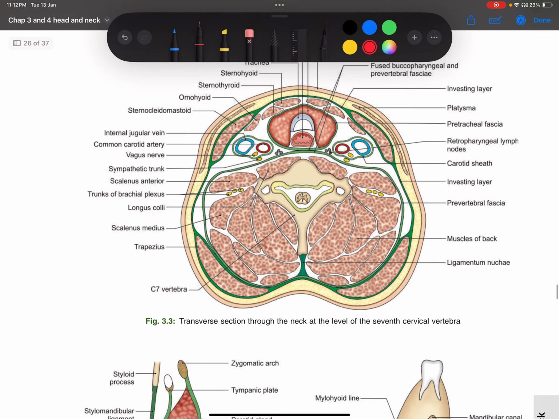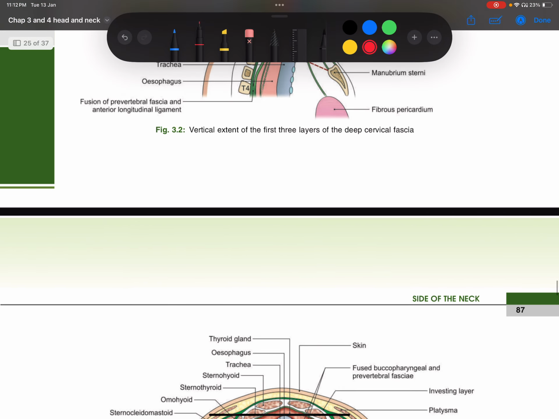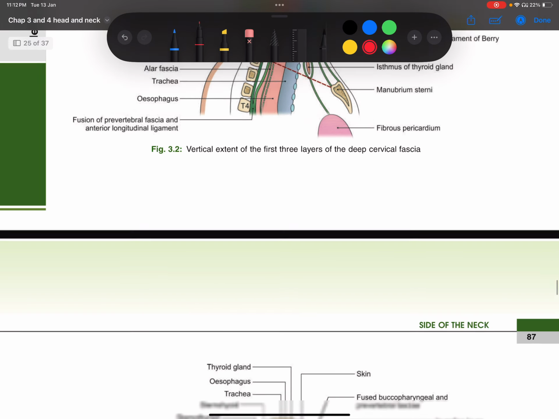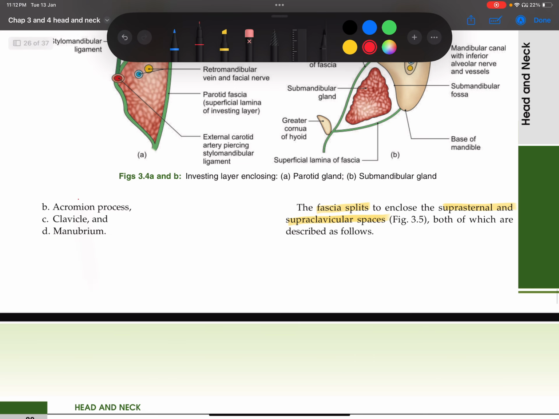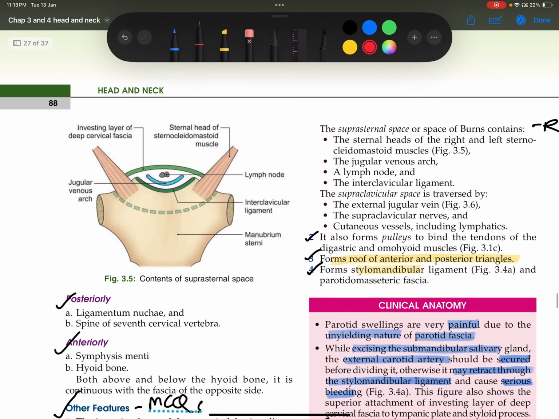Right, moving forward. Now we have to talk about what are these acromion and all of that. Inferiorly, it is bounded by spine of scapula. Then you have acromion process of scapula. Then you have clavicle, the spine and acromion of scapula, clavicle and manubrium. The fascia splits to enclose the suprasternal and supraclavicular spaces.